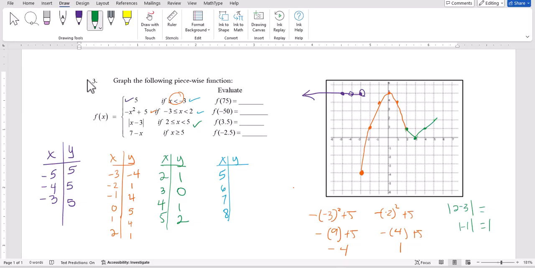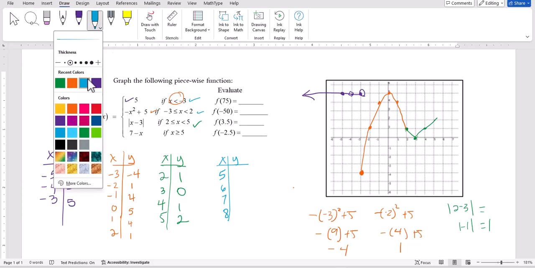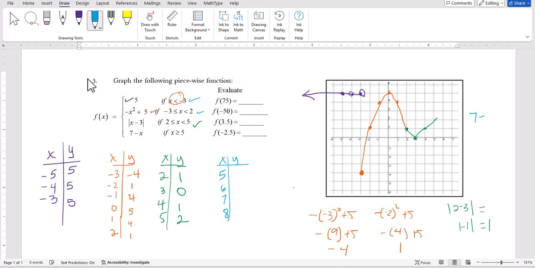Okay, so then we're going to look at the last one. When we have 7 minus x, I'm going to do that in blue. So again, the first value on the blue is 5, so 7 minus 5 is 2. Then the next one, working into this function, 7 minus 6 is 1, 7 minus 7 is 0, and 7 minus 8 is negative 1. So I'm going over 5, up 2. Again, that's nice, they're right there in line. Then 6, 1, 7, 0, and 8, negative 1. And then this one is continuous, going on.